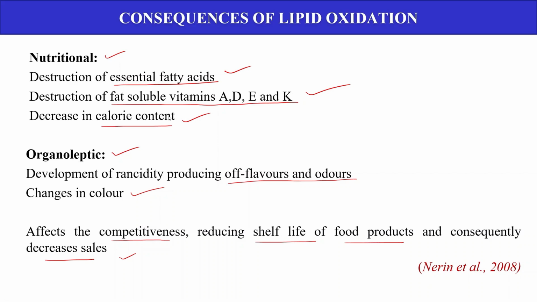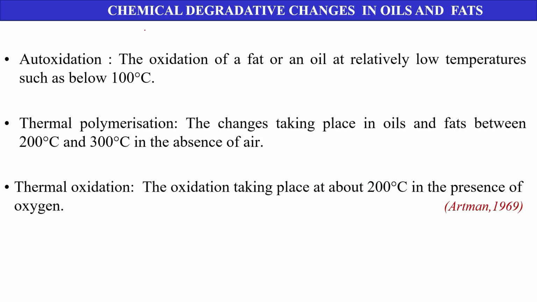Okay, and now let us see three terms. There are three terms which are generally related with the chemical degradation of oils and fats. So the first term is autooxidation. It is defined as the oxidation of fat or oil at relatively low temperature, such as below 100 degrees Celsius. We have already seen the autooxidation definition, but here the simple definition is oxidation of fat or oil at relatively lower temperature, such as below 100 degrees. That means autooxidation happens at a lower temperature.